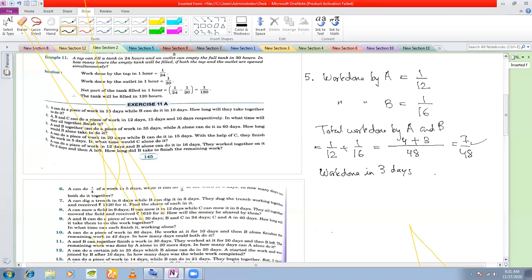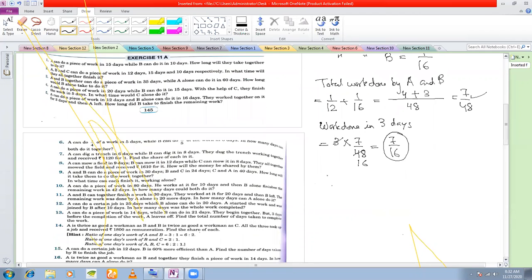This is the work done in 1 day. So therefore, what is the work done in 3 days? 3 into 7 by 48. Right? So this we cancel. We get 7 by 16. So 7 by 16 part of the work has already been done by A and B in 3 days. And what is the remaining work?